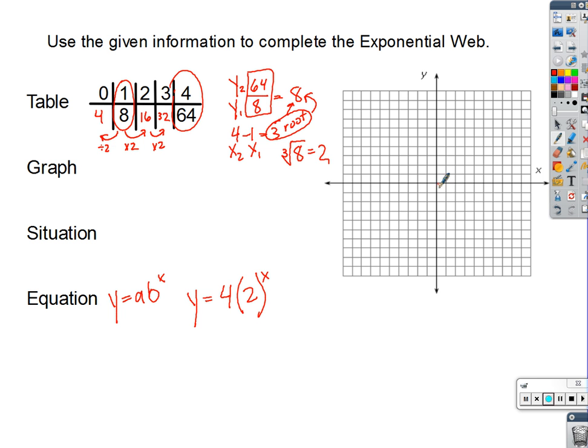Plot my points, 0, 4, 1, 8. And that's all I'm going to be able to get on this graph. All right, but my curve should look something like this, roughly. It has a horizontal asymptote at 0. And the situation can be anything that starts at 4 and doubles. Okay, so let's see here. How about Jared had 4 pet rabbits.